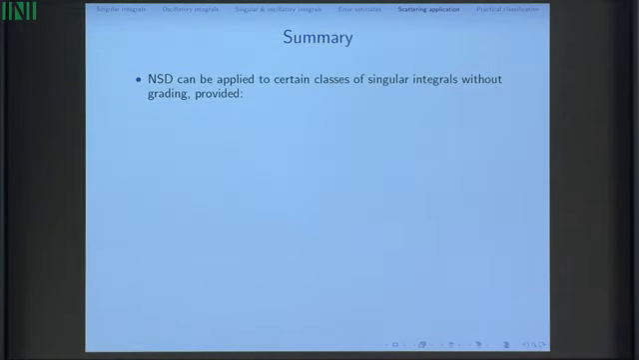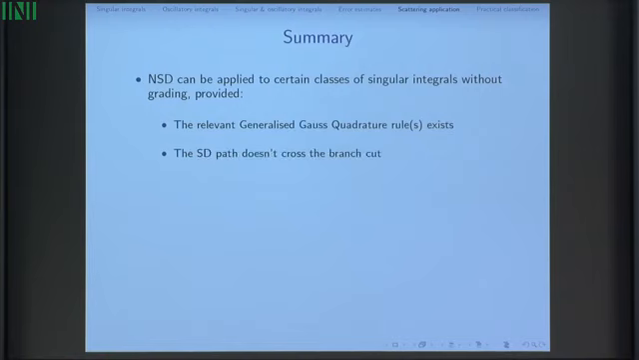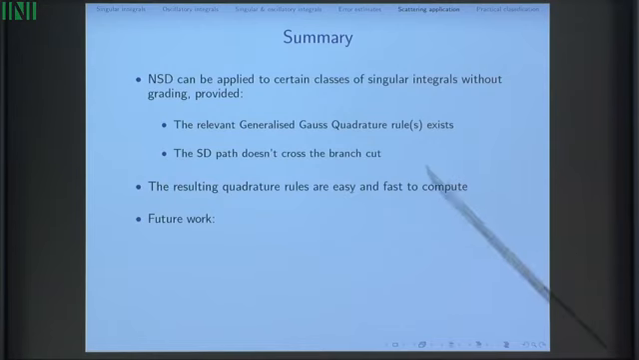Okay, so to summarize, numerical steepest descent can be applied to certain classes of singular integrals without the need for grading, provided that the relevant generalized Gaussian quadrature rule, or possibly multiple rules, exist, and the steepest descent path doesn't cross the branch cut. And the resulting quadrature rules are then very easy and fast to compute once you have these generalized Gaussian quadrature rules.